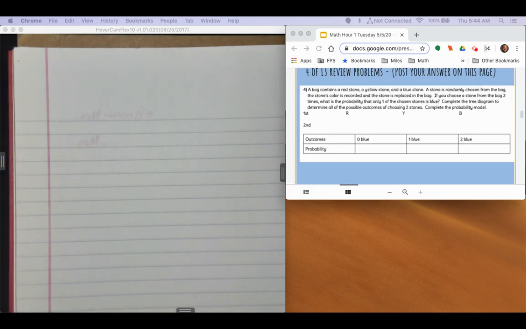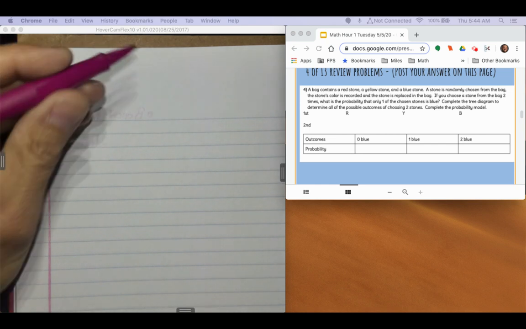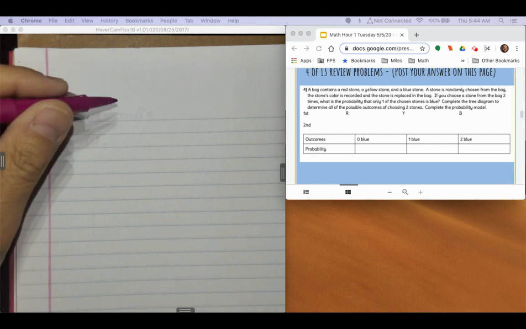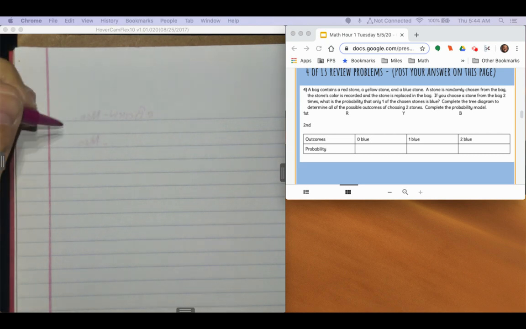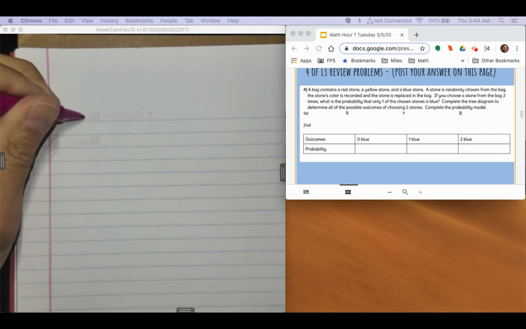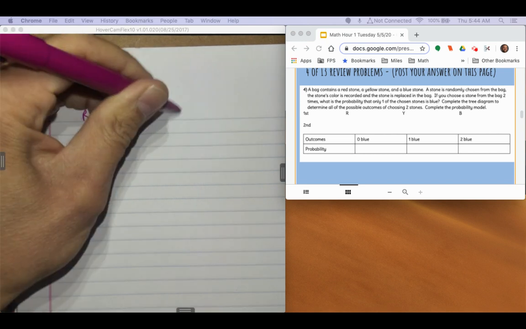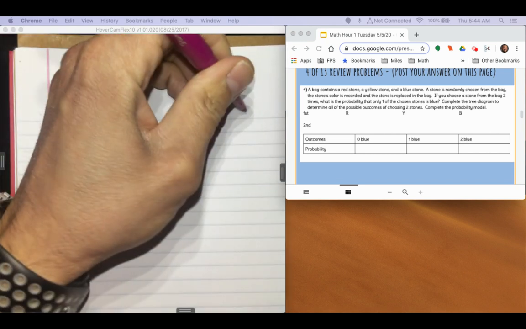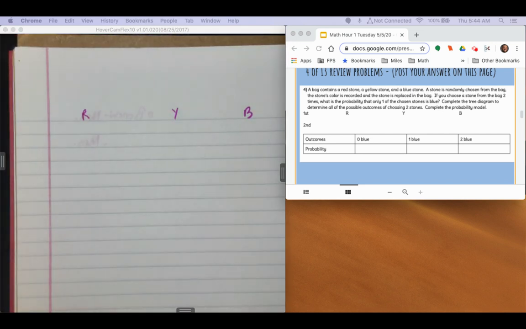Okay, here's the fourth one. These first 4 probably took a long time, and then they should have gone a lot faster. A bag contains a red stone, a yellow stone, and a blue stone. The stone is randomly chosen from the bag. The stone's color is recorded and the stone is replaced in the bag. If you choose a stone from the bag 2 times, what is the probability that only one of the chosen stones is blue? Complete the tree diagram to determine all the possible outcomes of choosing 2 stones.